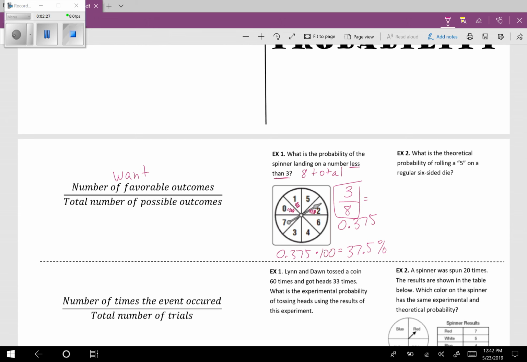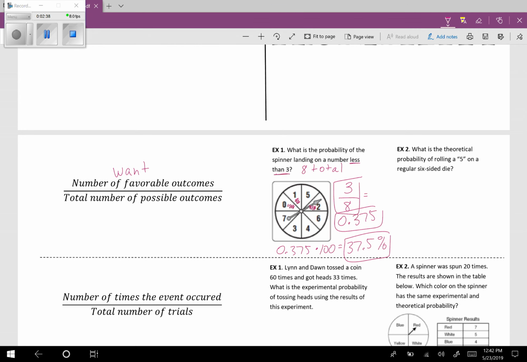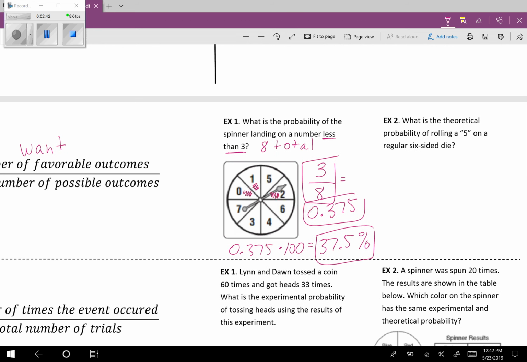So you got the fraction, you got the decimal, you got the percent. The most typical ways they'll have you do it is either as the fraction or as the percent. Okay, our next example for today is, what is the theoretical probability of rolling a 5 on a regular 6-sided die? So a die has sides that have 1, 2, 3, 4, 5, and 6. Those are the 6 sides of a regular die. So how many possible outcomes are there? There's 6 total outcomes, okay?